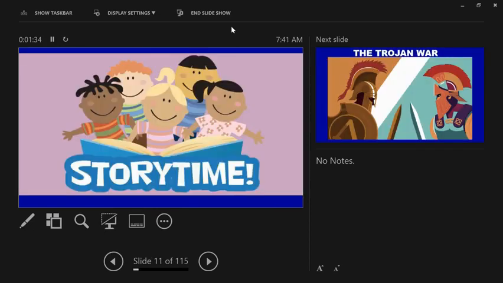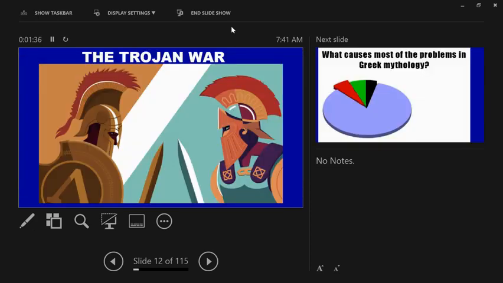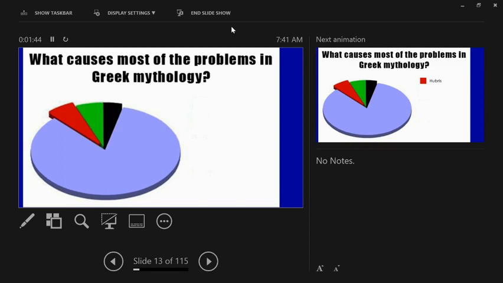All right, I got a big story to tell you guys. All right, this is the story of the Trojan War. You ever heard of the Trojan War before? All right, what causes the most problems in Greek mythology? Here's a pie chart. The red part is hubris. Do you guys know what hubris is? Hubris is excessive pride. Like you think too highly of yourself. That causes problems in Greek mythology.